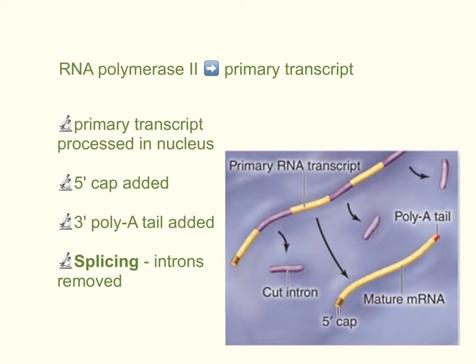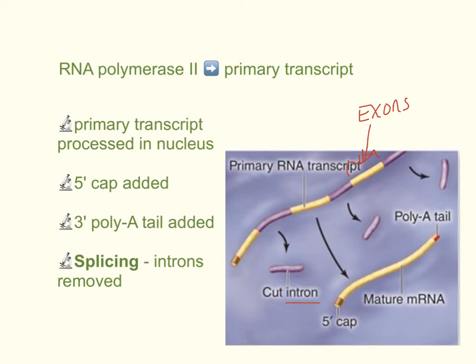A cap is added to the 5' end to prevent degradation and to assist in the initiation of the translation process. A series of adenines are added at the 3' end known as a poly A tail. This is also done to prevent degradation. Many eukaryotic genes contain non-coding sequences that have to be removed from the primary transcript to form the final messenger RNA sequence. The non-coding sequences are called introns, while the coding sequences are called exons.